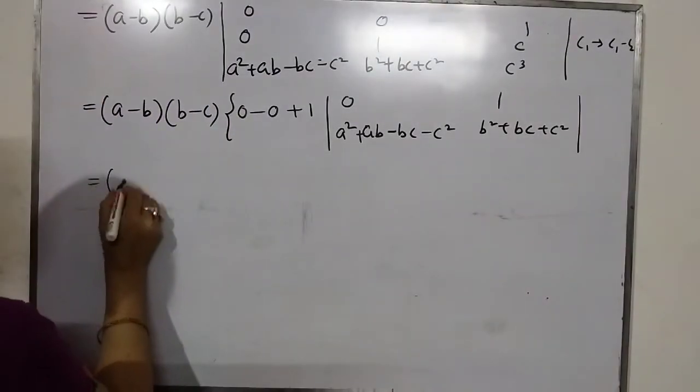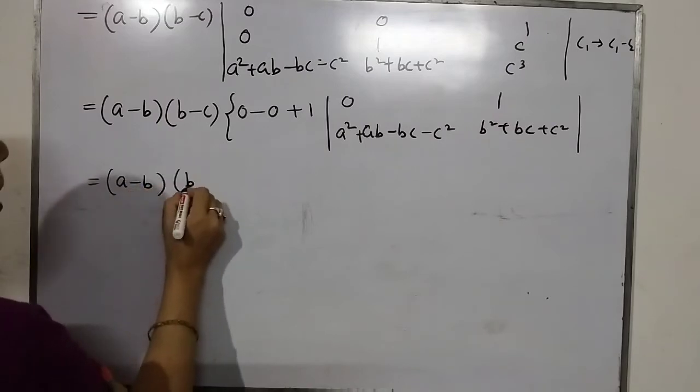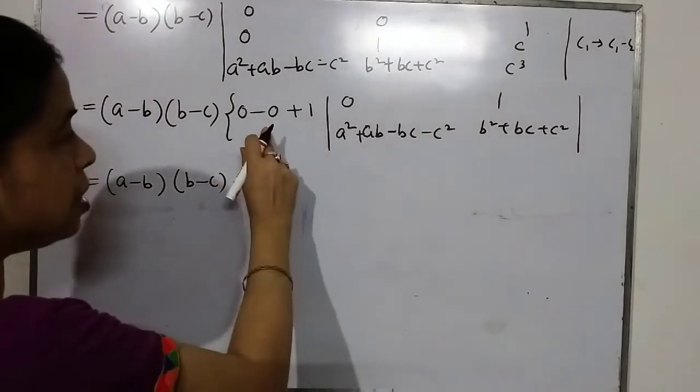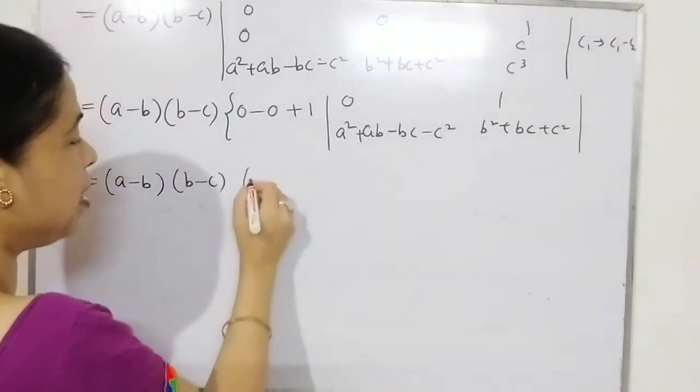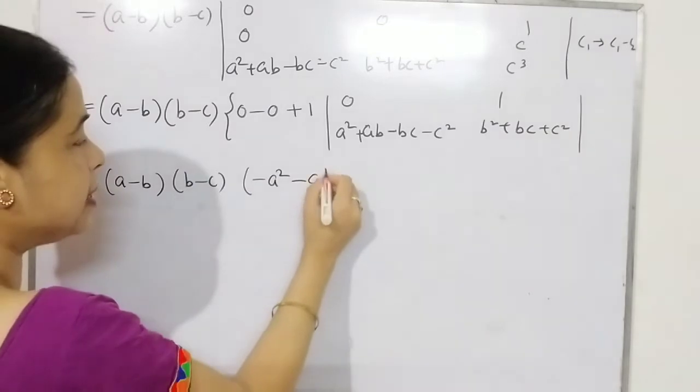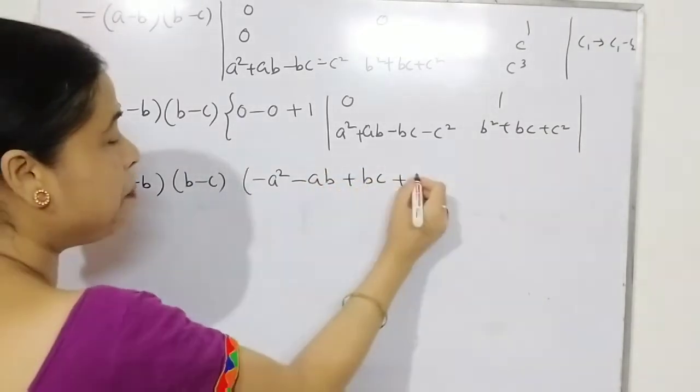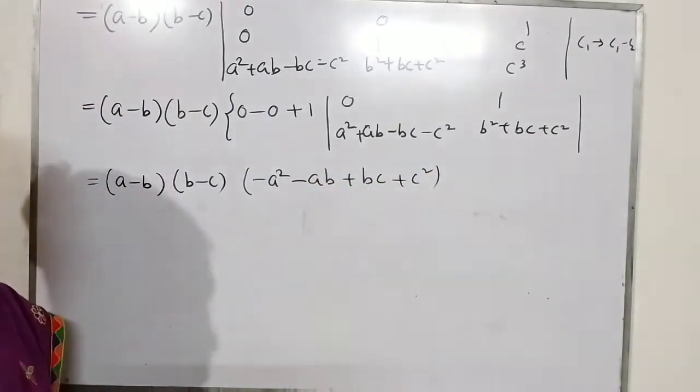Next step, this is your a minus b, b minus c. On multiplication, this is 1. On multiplication, this will be 0. Minus this into this will get. So what will we have? a square minus ab plus bc plus c square. Let us now factorize it.